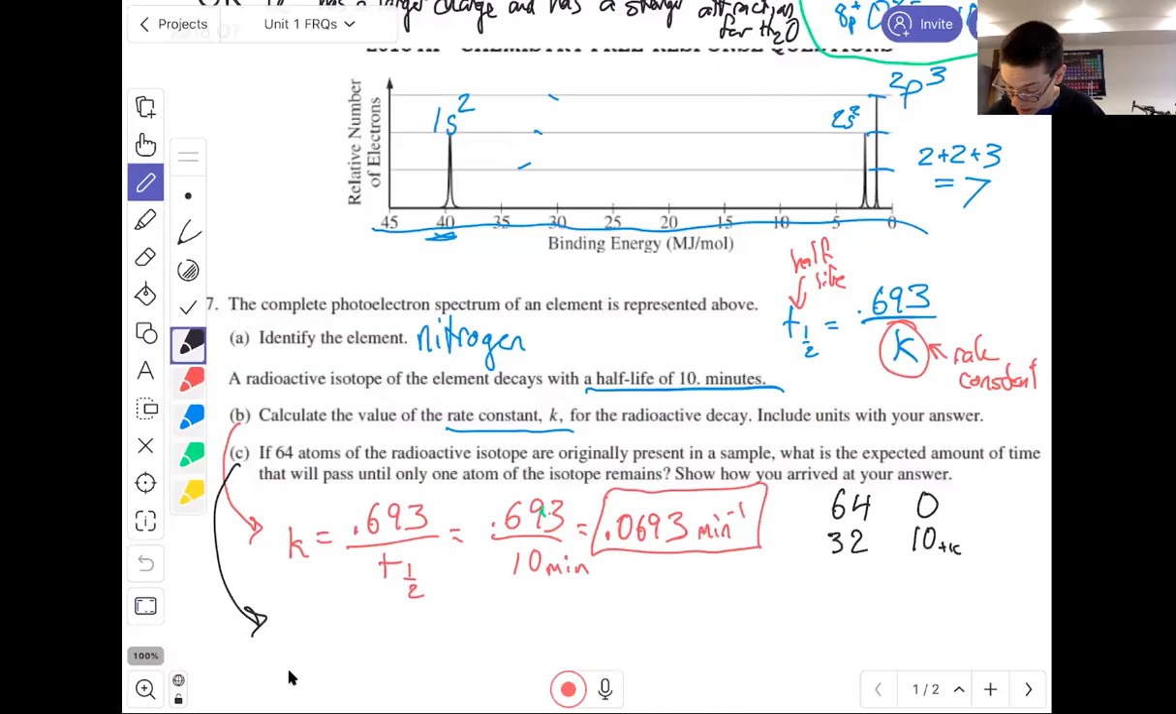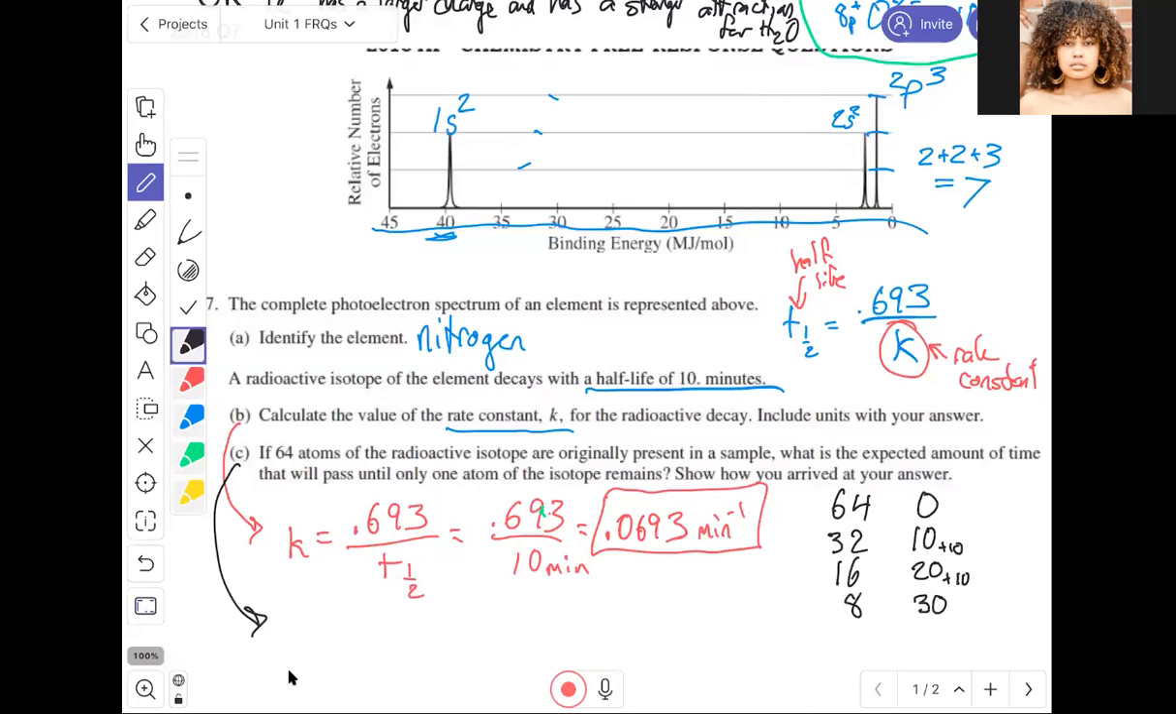I add another 10 minutes. After 20 minutes, how much do I have? 16. Oh, we're doing a half because it's half-life. Yep. Add another 10 minutes. After 30, I have 8. Add another 10. After 40, I have 4.